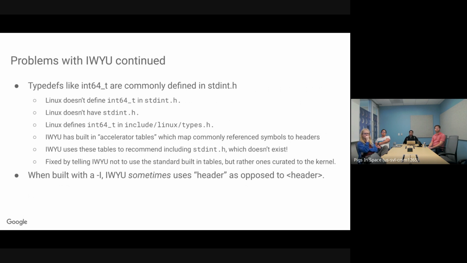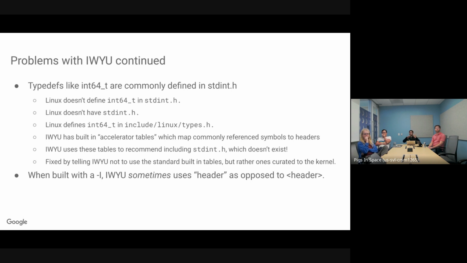So some of the problems are typedefs like int64_t are commonly defined in stdint. However, that's not really what the Linux kernel does. It doesn't have stdint, it doesn't have int64_t in stdint, and it defines it in types.h. So when it uses its built-in accelerator tables to map int64_t to stdint, we're getting a recommendation for something that doesn't exist. And that's a problem, but it's a problem we can fix by creating our own accelerator tables and saying, hey, if you see int64_t, it doesn't map to stdint.h, it maps to types.h.